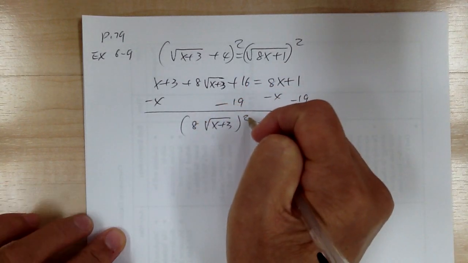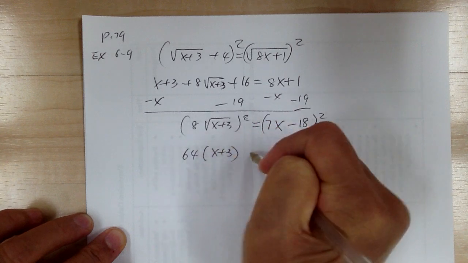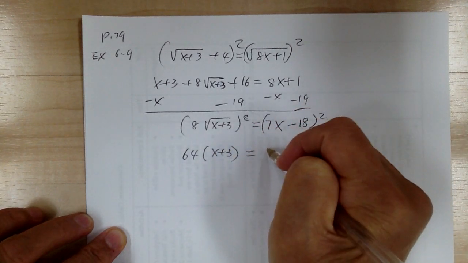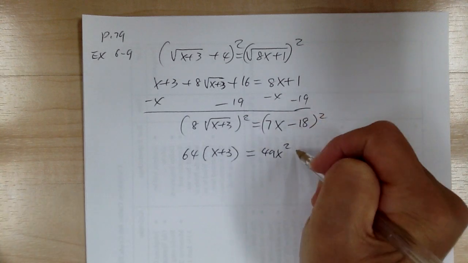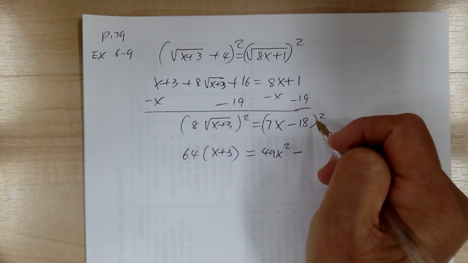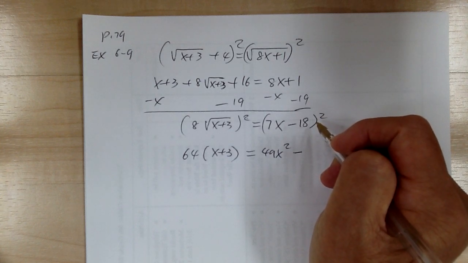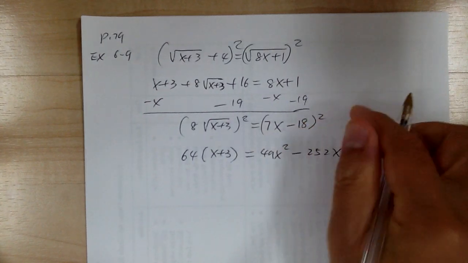So now you have to be careful. This is going to be 64 times x plus 3. And this one you're going to get 49x squared. Now in the middle over here, you just multiply this together, it would be minus 2 times 18 times 7, so minus 252x plus 18 squared.